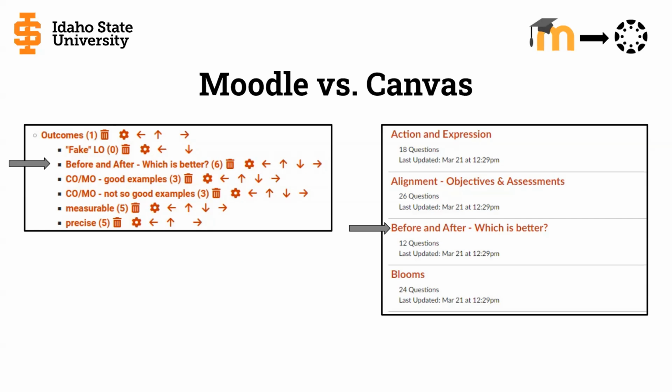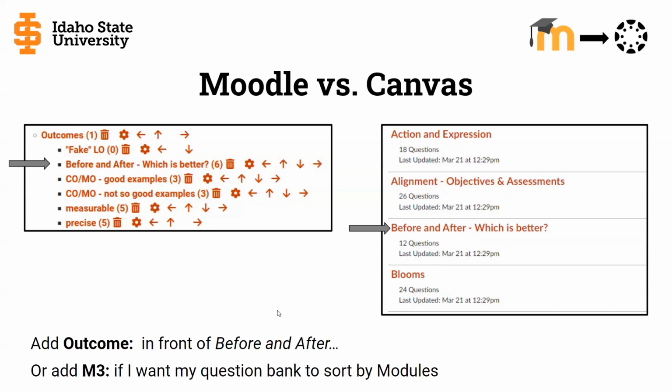So there are 2 possible ways for me to rename in Canvas the before and after, which is better. I can add the word outcome in front of it, so it would say outcome before and after. So I know that these are before and after examples of outcomes. Or knowing that we discuss outcomes in module 3, I can put an M3 and then before and after. To be totally honest, I'd probably do both. This is in module 3 where we talk about outcomes, because before and after, which is better, does not tell me that this is about outcomes.